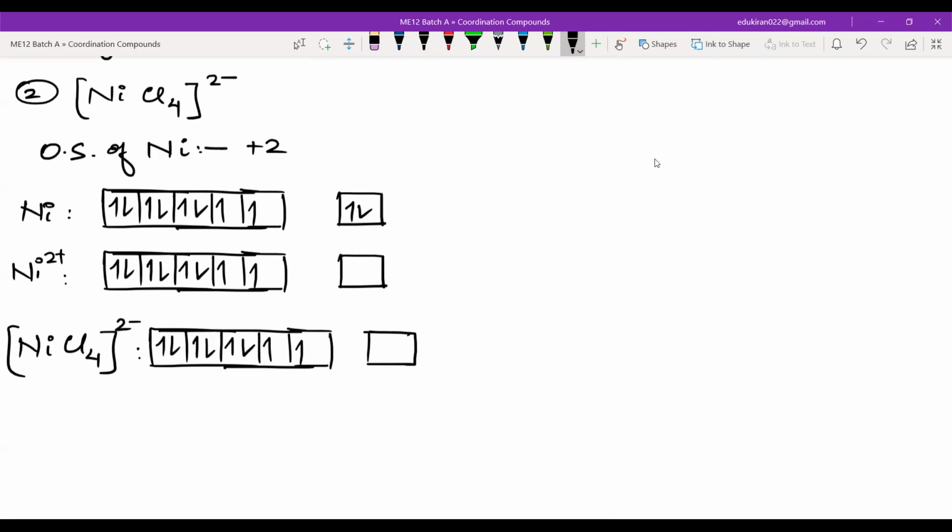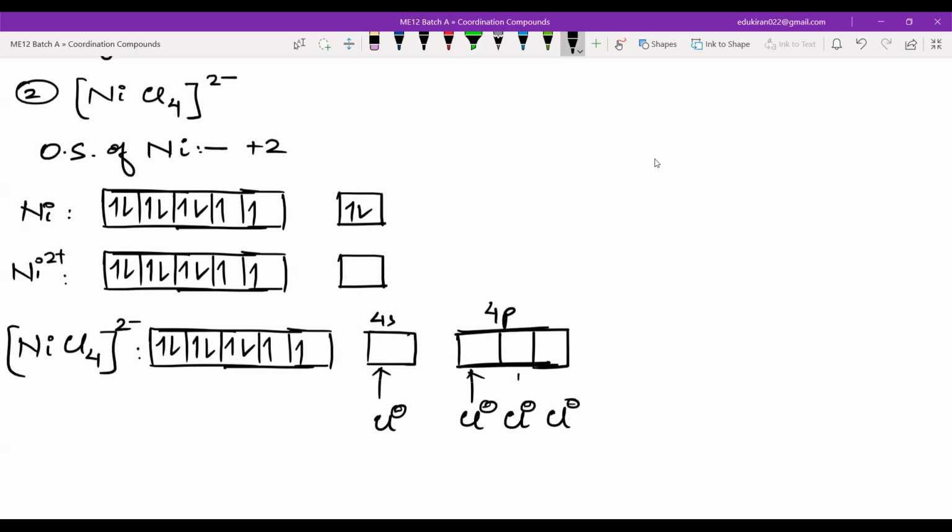This is 4s. How many more vacant orbitals do we need? We have 1 now. How many more do we need? 3 more, na? So this is 4s. Then there will be 3 more, and the next 3 will be 4p. Yeah, very good. So now you will have the chloride ions, and they will be coordinating like this.